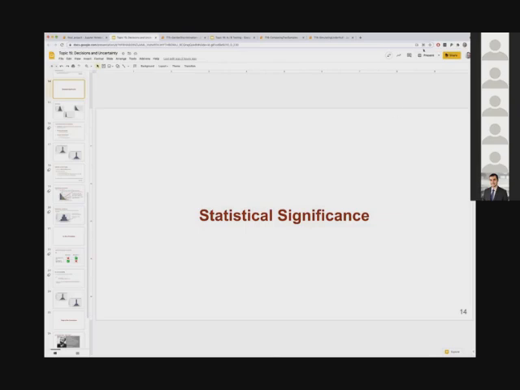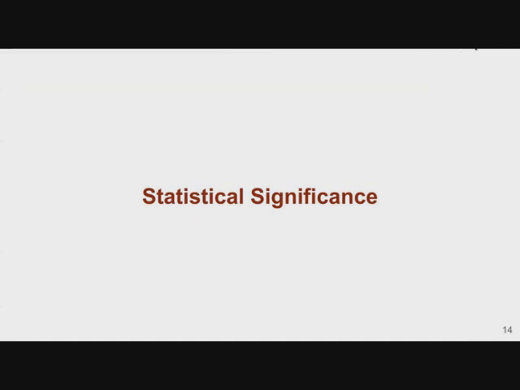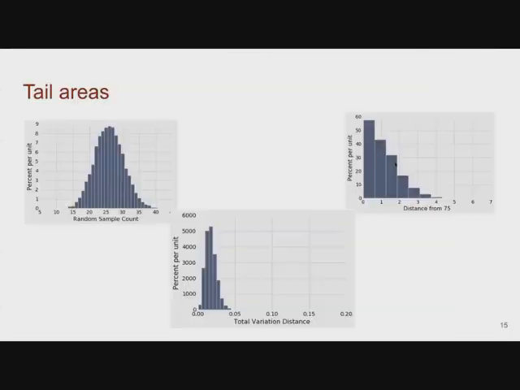I want to pick up where we left off last time. Now that we have this way of running experiments, generating histograms, and comparing these simulations to our observed value, we want to answer the question: does our observation have statistical significance? And I want to put a precise definition on what that means.